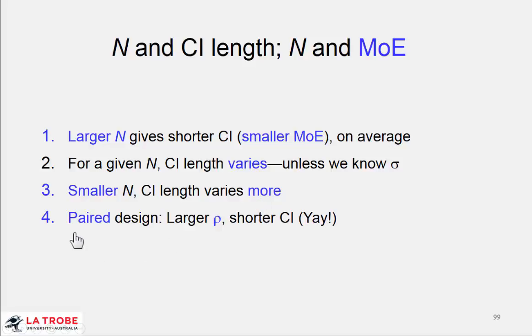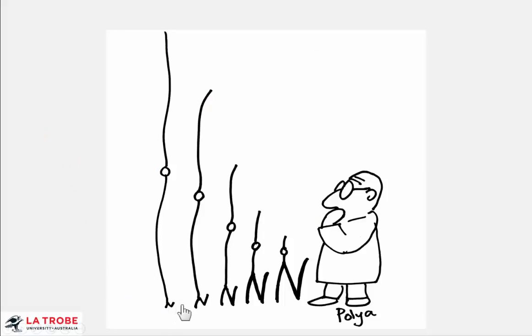And for the paired design, there's one additional thing to consider, rho, the correlation between the two measures, between pre-test and post-test. And the larger that is, the better the reason we have for using a paired design, the more sensitive an experiment we have, and the shorter is the CI on our effect size. Hooray!